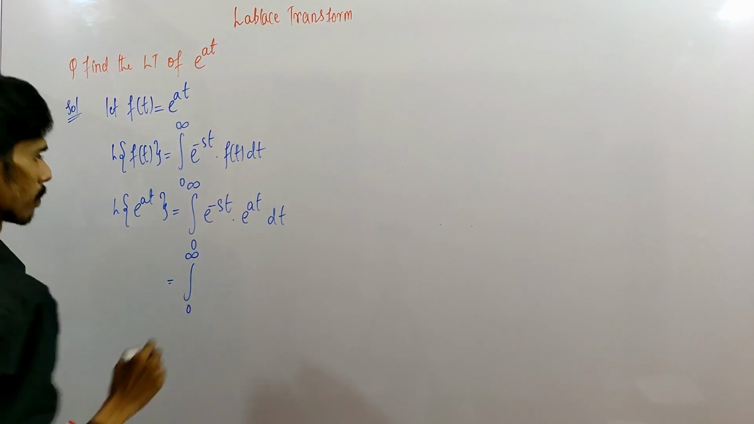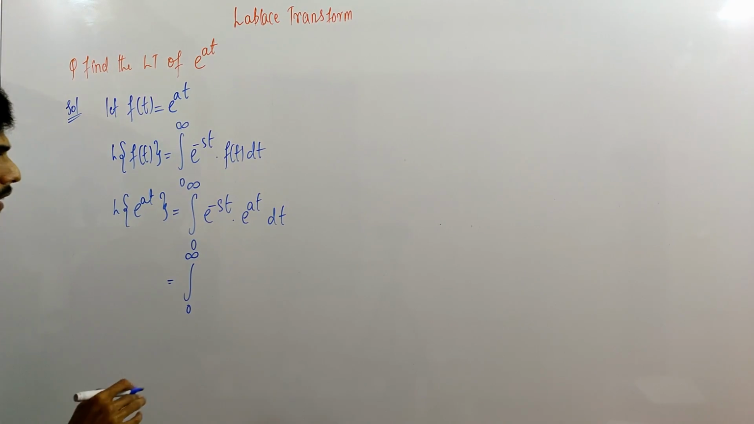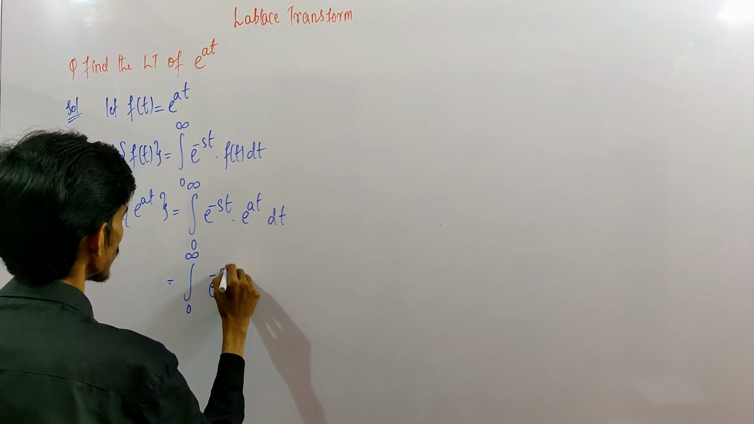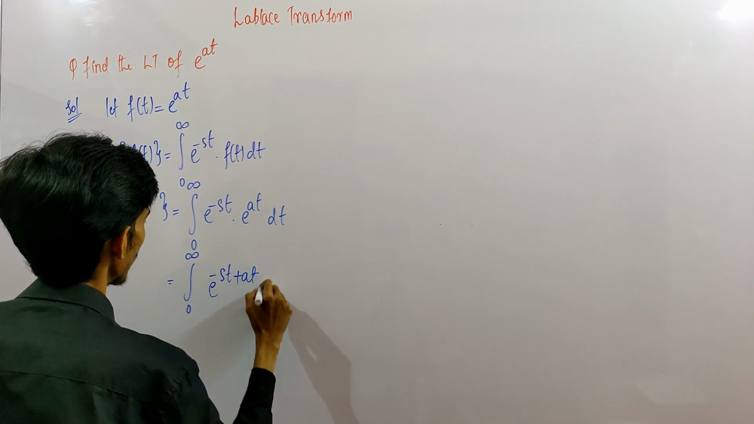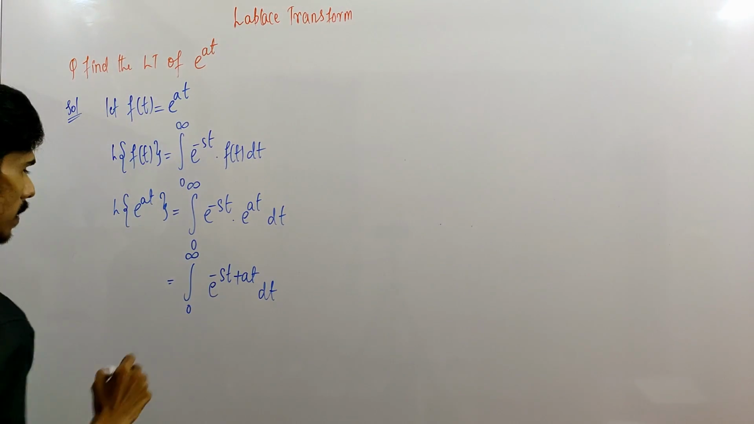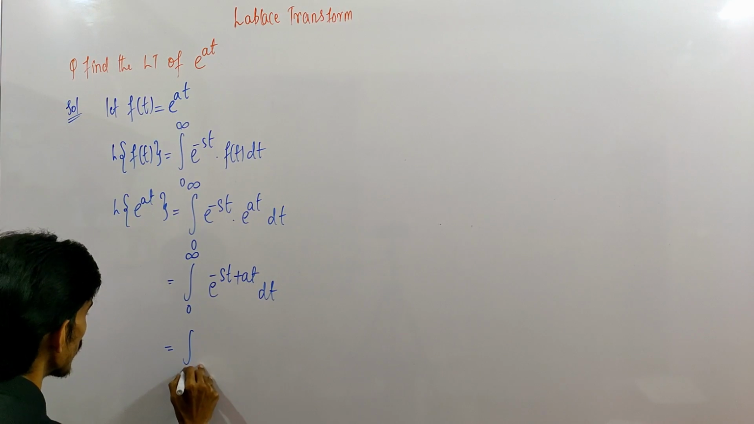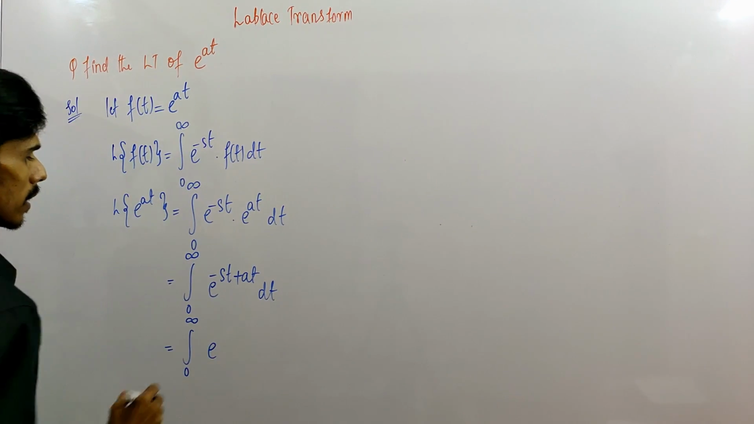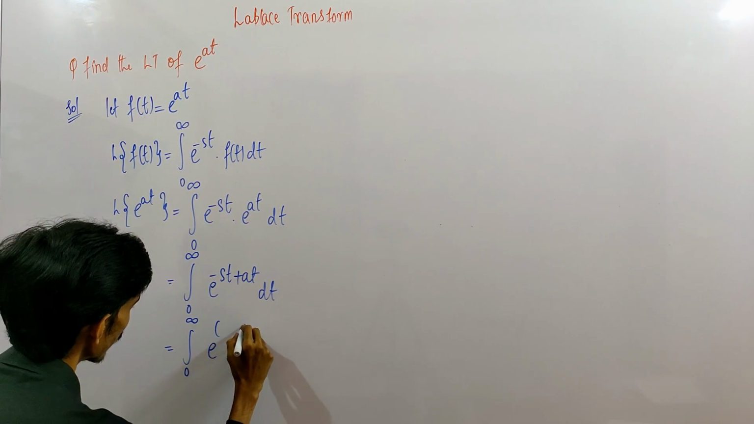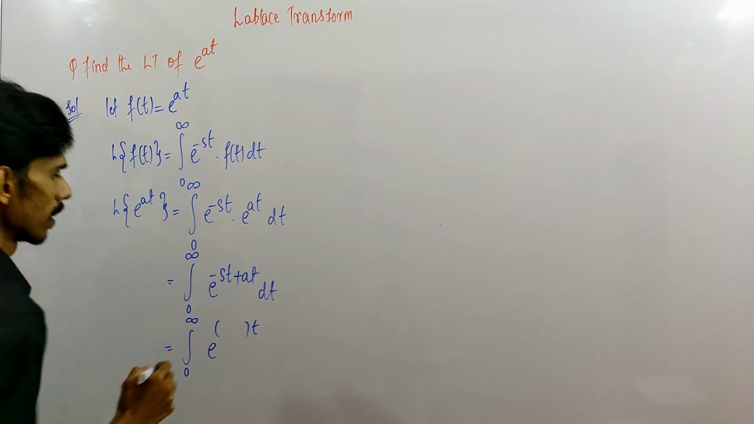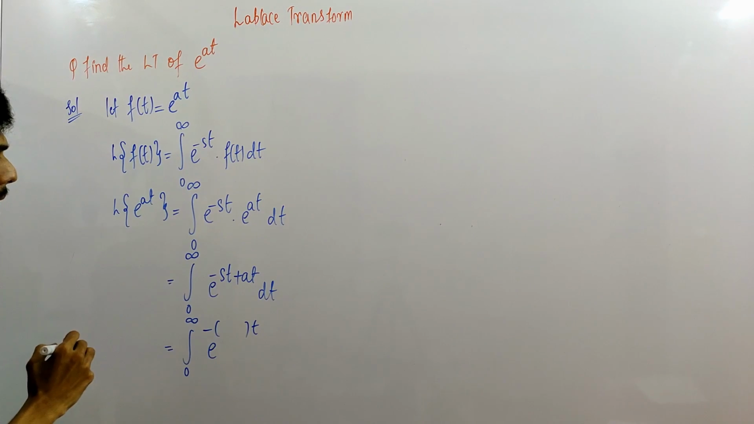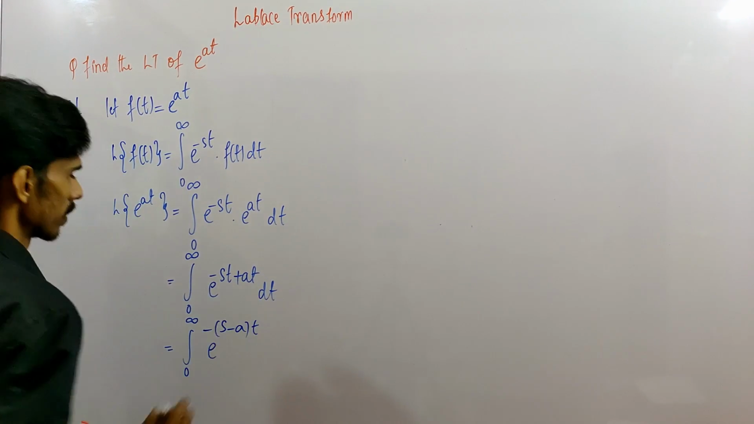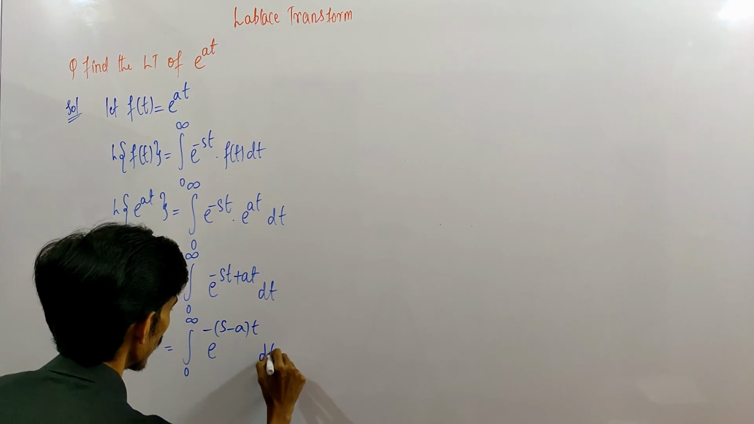0 to infinite. Here bases are same, then powers should be added. So it will become e power of minus st plus at dt. So this will become integration 0 to infinite e power of, take t common, we have t here, as well as take minus common, we have s minus a, dt.